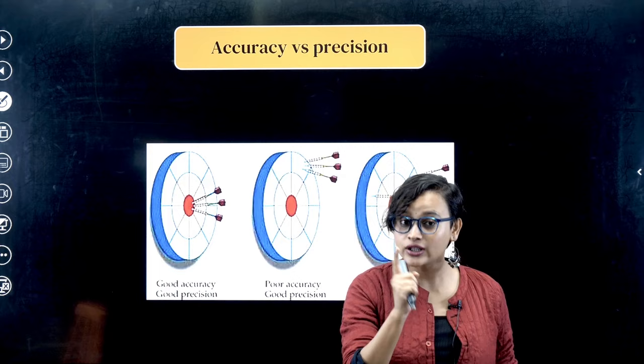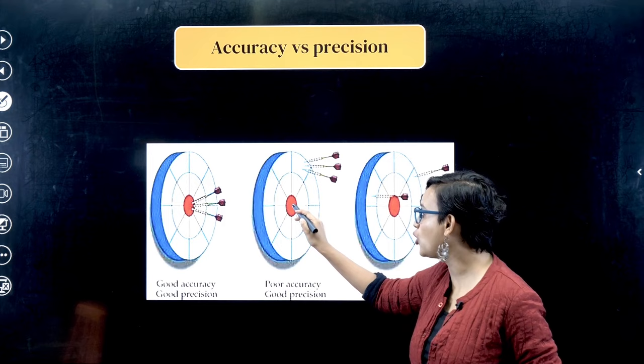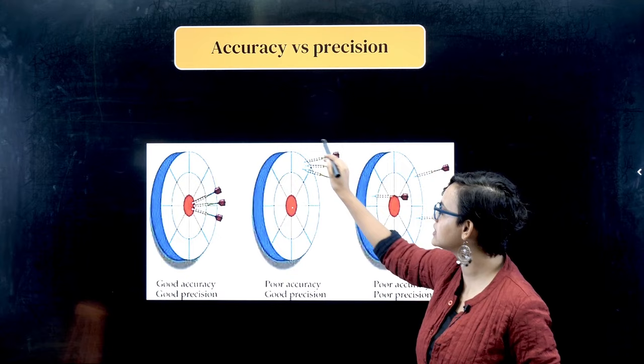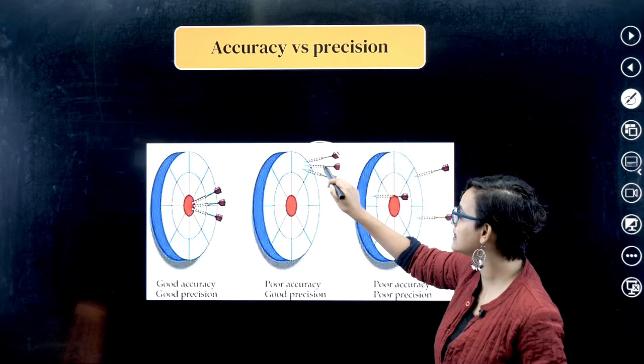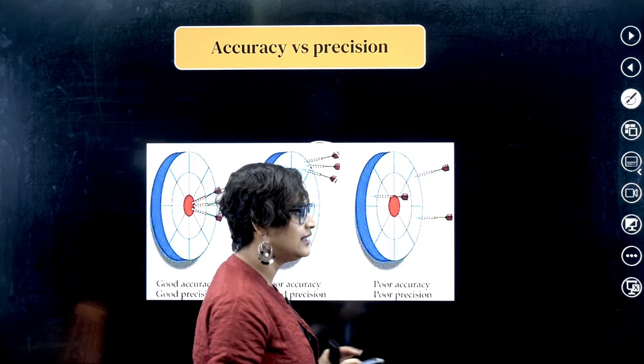Yes, I was supposed to hit here, right? I was supposed to hit the central point, but what I did was hit it here. So this is very poor accuracy. I was not at all accurate, but good precision. Good precision, because all of them are hitting almost the same point. Understanding?